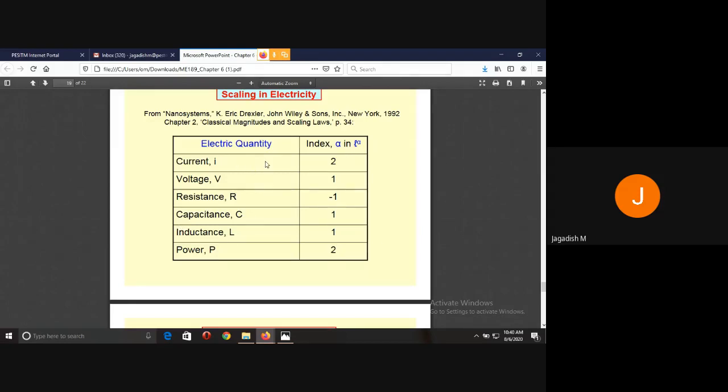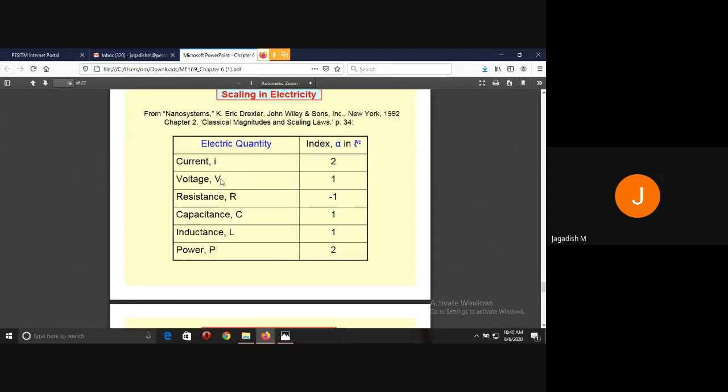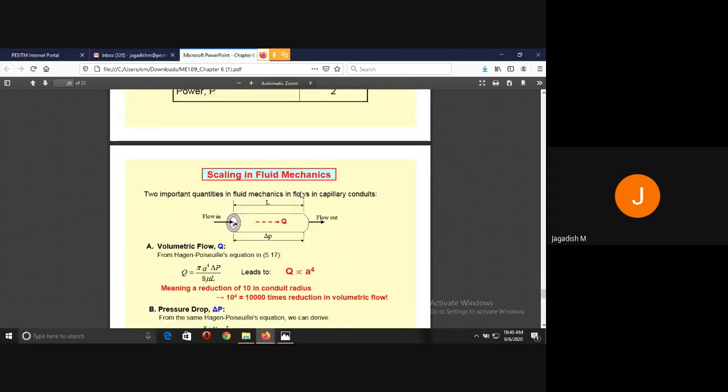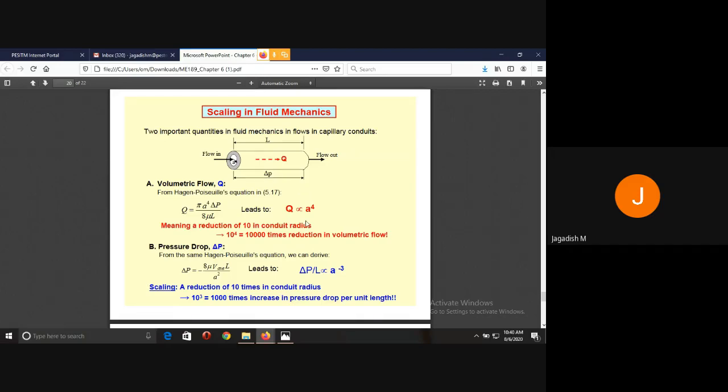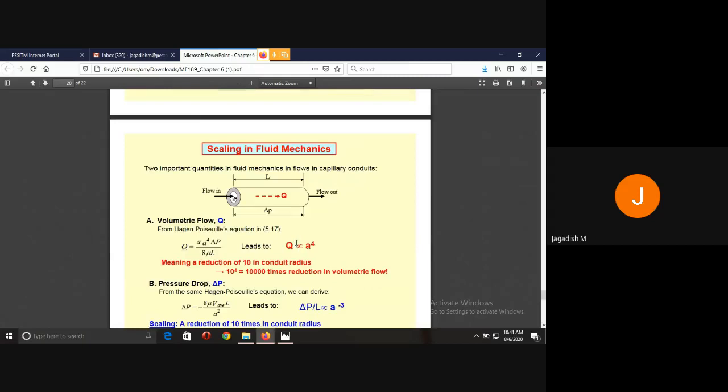Say for example, if we change the dimension of a thin wire by 10 times, what is its effect on current? Then you are supposed to tell that 10 to the power 2, 100 times the current will change. Similarly, that you are supposed to remember. So 100 times the current will reduce. Those conditions you are required to remember. So this is about the scaling in electricity.